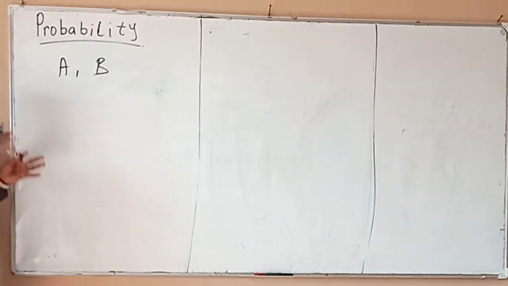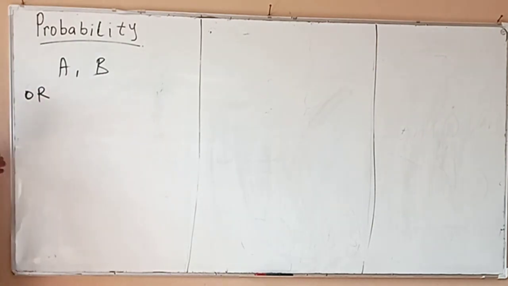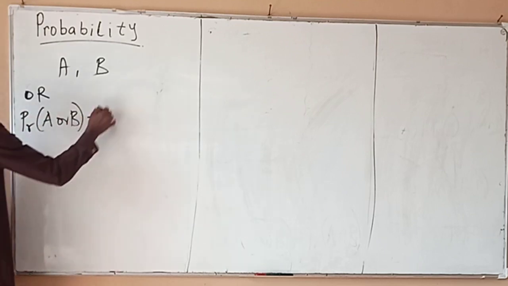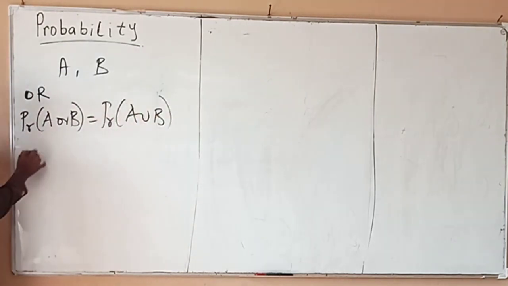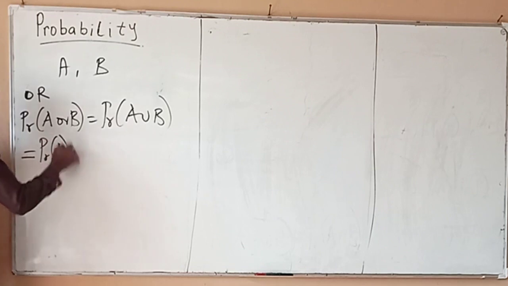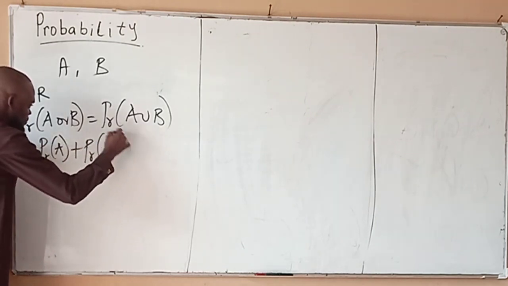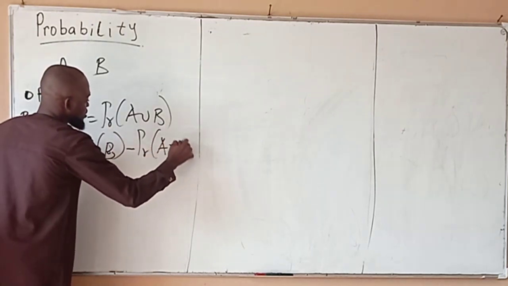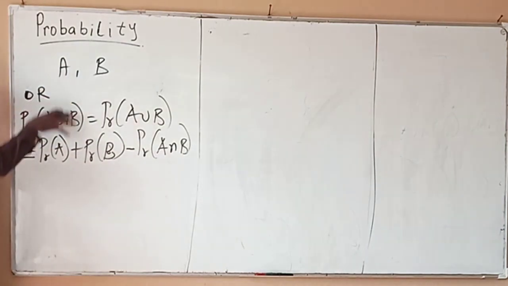Now, for the general addition law, the probability of A or B, which is the probability of A union B, will be equal to the probability of A plus the probability of B minus the probability of what? A intersection B. So this will be the addition law.